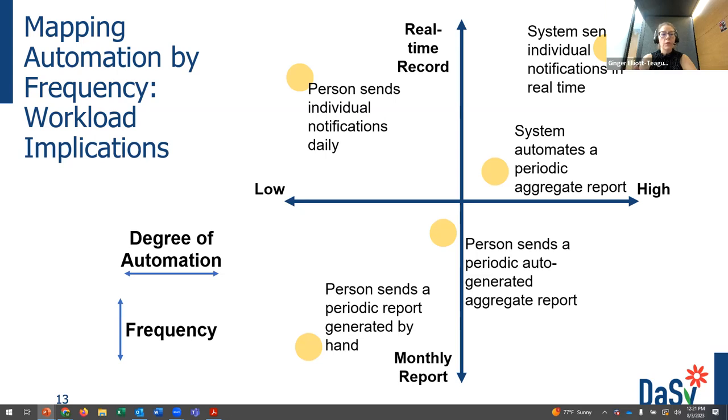In the bottom left quadrant of the graph shows a method of a person sending a periodic report generated by hand. One person generates the report, maybe listing all of the children potentially eligible for Part B services who have reached transition age in the past month, let's say. This method would be pretty labor intensive, but it is straightforward. You have verified the list and can send it to the SEA.